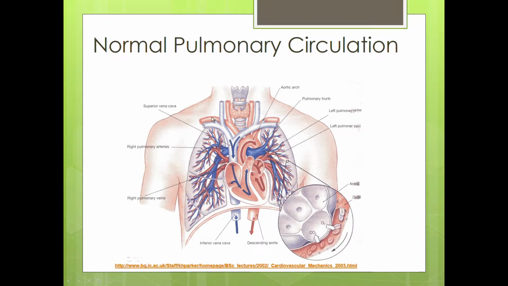Here you see our normal pulmonary circulation, where deoxygenated blood is coming into the heart from the superior vena cava and then up through the inferior vena cava from the lower part of the body. Deoxygenated blood passes down through the right atrium, through the right ventricle, and then is pumped through the pulmonary trunk into the left pulmonary artery.